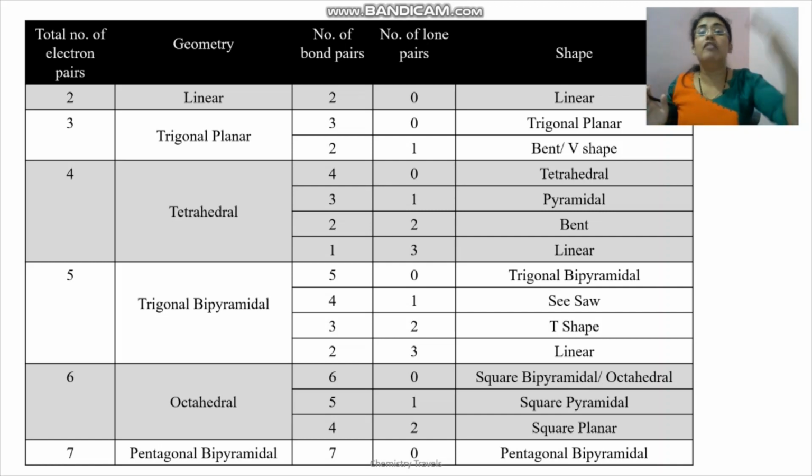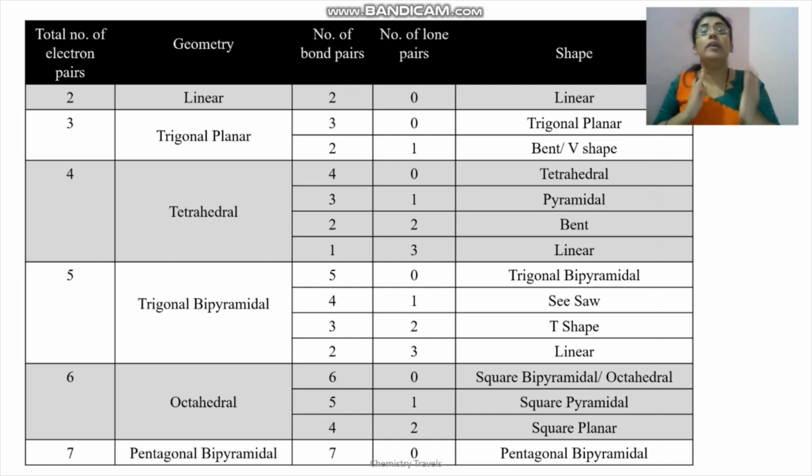Okay, so we have a whole table like that for 2, 3, 4, 5, 6, 7, up to 7 total pairs. We have different geometries, and depending on how we are arranging the number of bond pairs and number of lone pairs, we can have different shapes also.